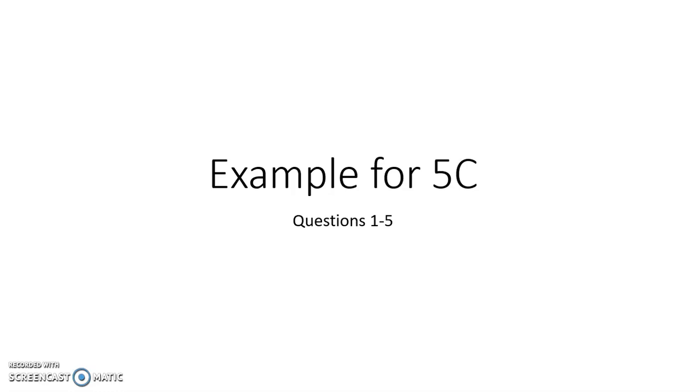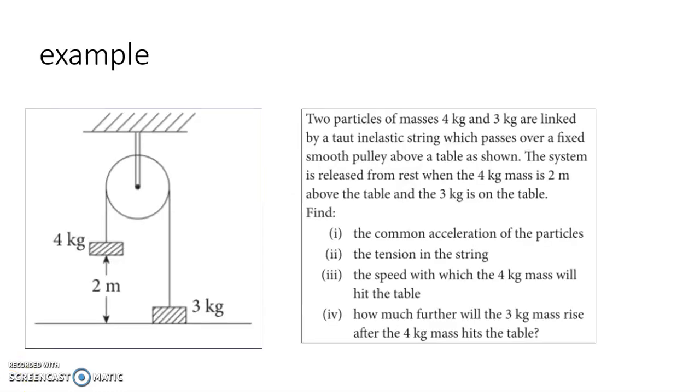Okay, so we're going to look at the example that is relative to questions 1 to 5 here. The example is that you have that diagram and it says two particles of masses 4 kilograms and 3 kilograms are linked by a taut inelastic string which passes over a fixed pulley above a table as shown. The system is released from rest when the 4 kilogram mass is 2 meters above the table and the 3 kilograms is on the table.